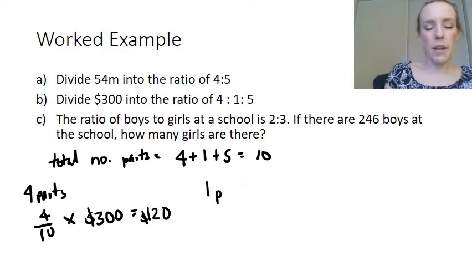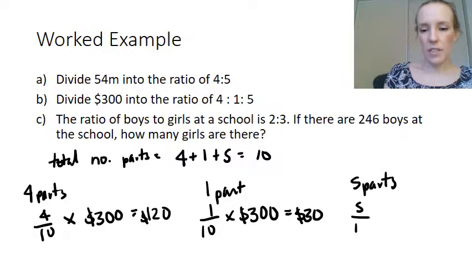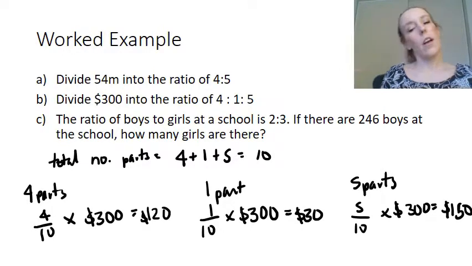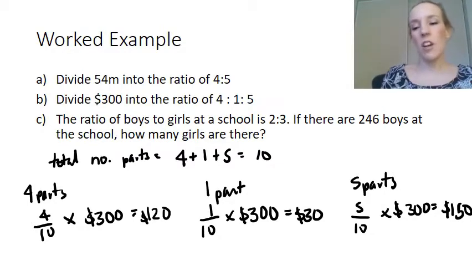And then 1 part, 1 over 10 times 300 equals $30. And for 5 parts, 5 over 10 times 300 equals $150, sorry. So there you go. So 4 parts is $120, 1 part's $30, and 5 parts is $150.